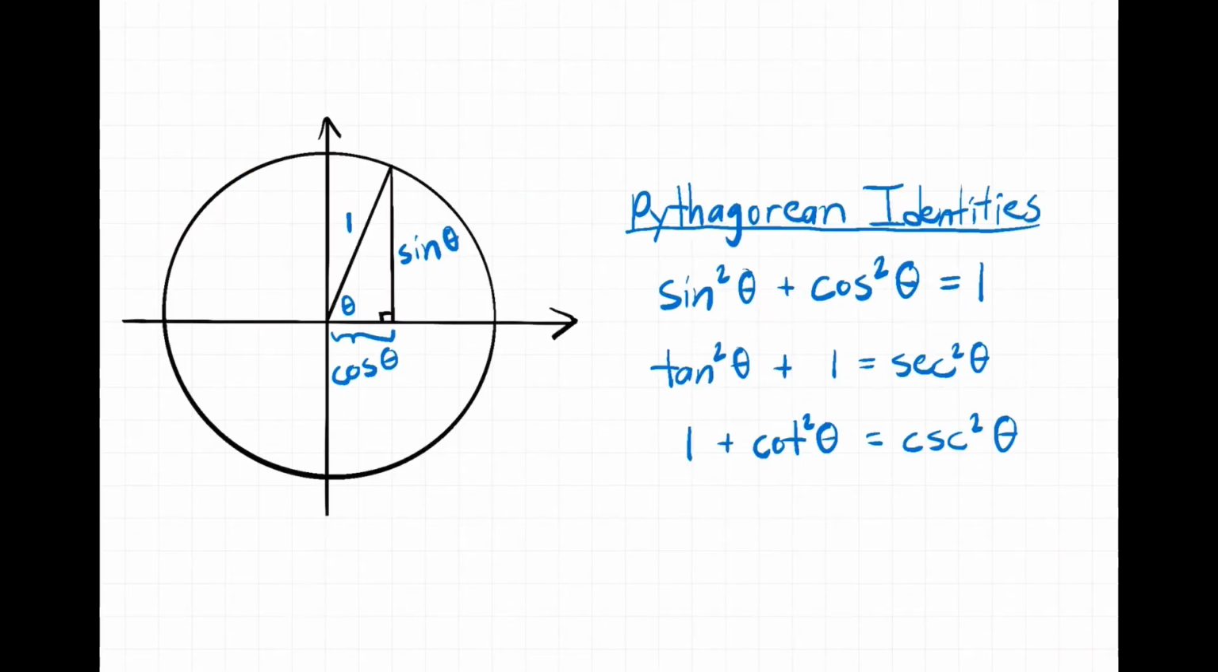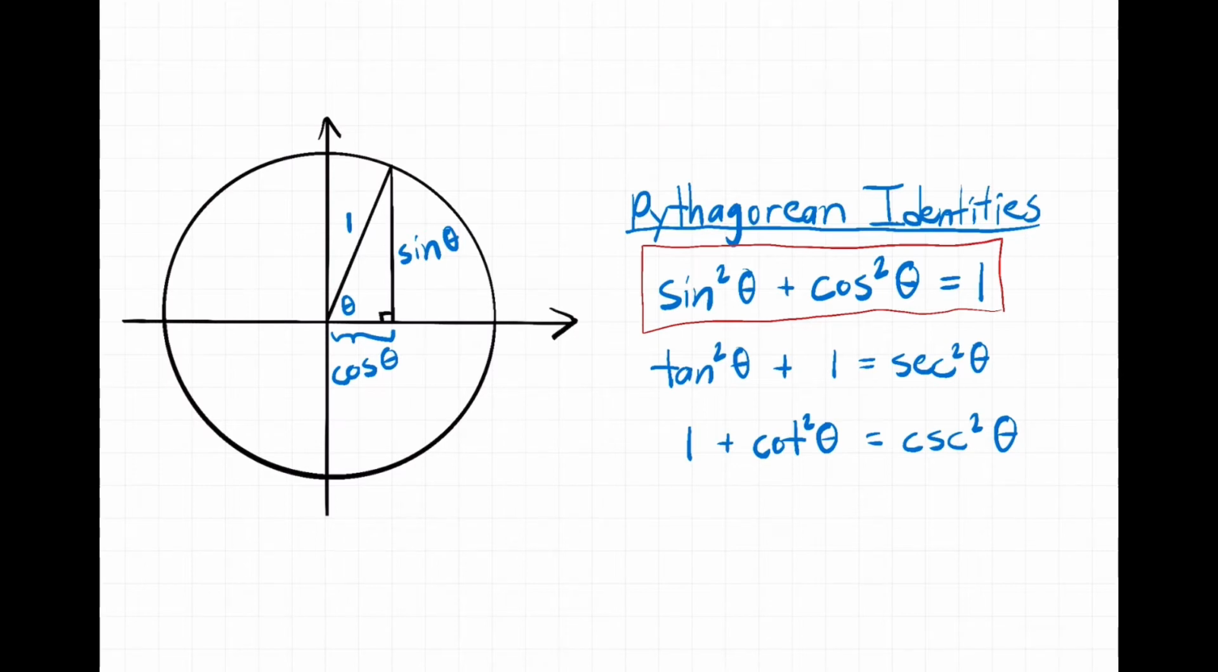Here are our three Pythagorean identities. They all come from the unit circle. And if you find an angle theta anywhere in the unit circle, you can make a right triangle with the hypotenuse coming from the origin out to the circle. The hypotenuse is 1, and the height of that triangle will always be sine of theta, and the base will be cosine of theta. So we can use the Pythagorean theorem and write sine squared theta plus cosine squared theta equals 1.